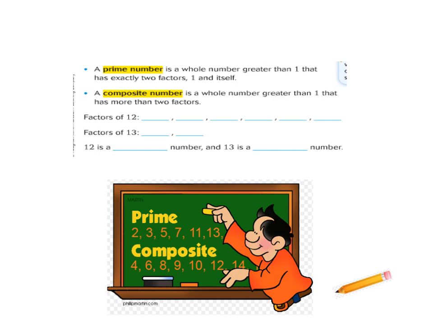A prime number is a whole number greater than 1 that has exactly two factors, 1 and itself. A composite number is a whole number greater than 1 that has more than two factors. Pause the video and write down the definition for those two words.